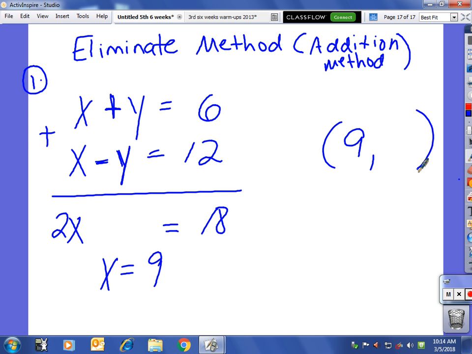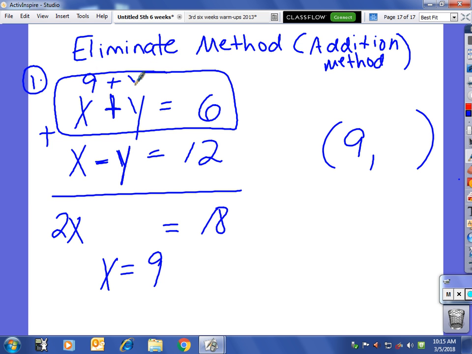There's lots of things you could do. You could go back and force the x's to cancel each other out. You'd have to do a little bit of work first. Or, this is what most kids do, we're going to substitute an x value of 9 back into either one of the equations. We just found that x equals 9. So in this equation right here, what can I replace x with? 9. If 9 plus y equals 6, then what does y equal? Negative 3. Subtract 9 from both sides and you get y equals negative 3.